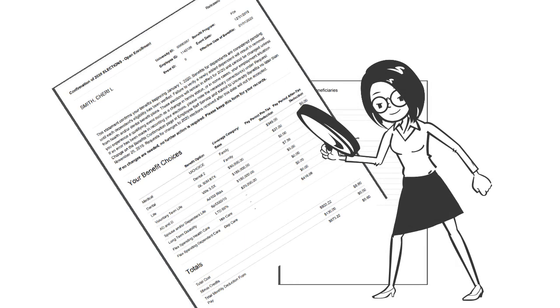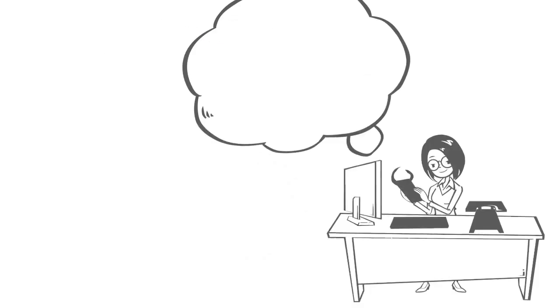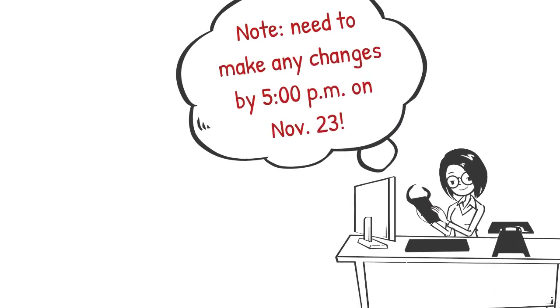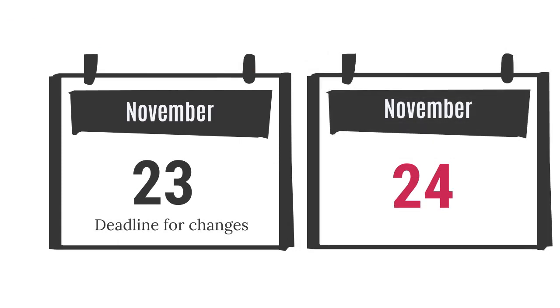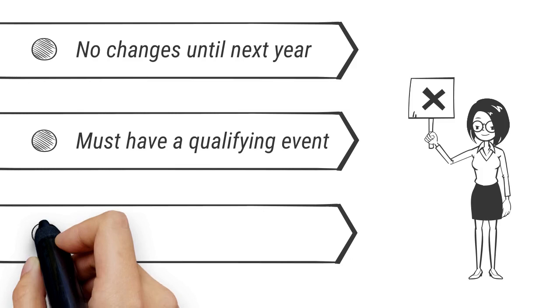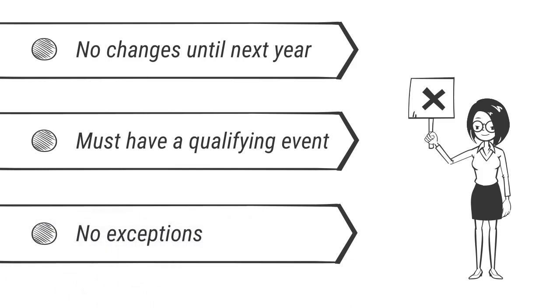Our deadline for change requests on confirmation statements through Employee Self-Service is November 23rd at 5 p.m. If you miss this deadline, you will not be able to make any changes until the next annual open enrollment or if you have a qualifying event.